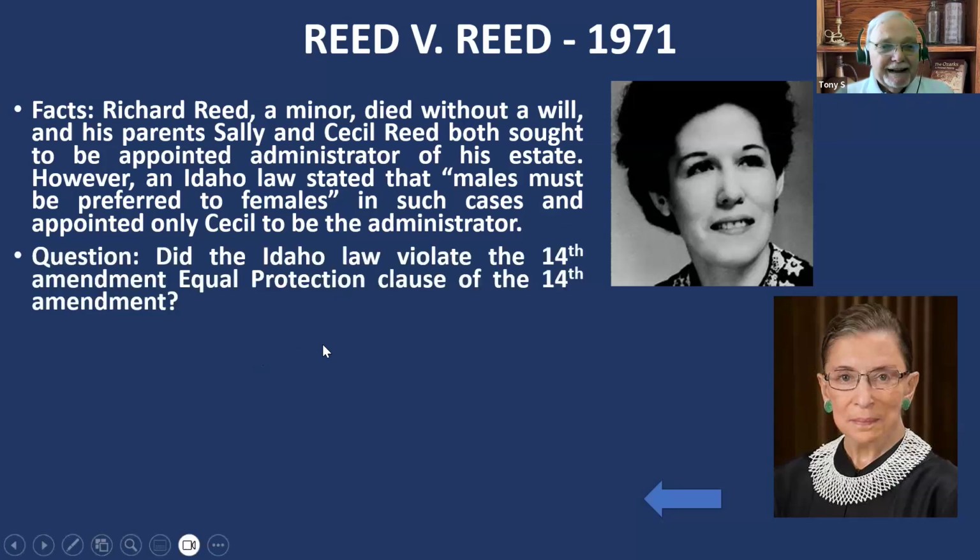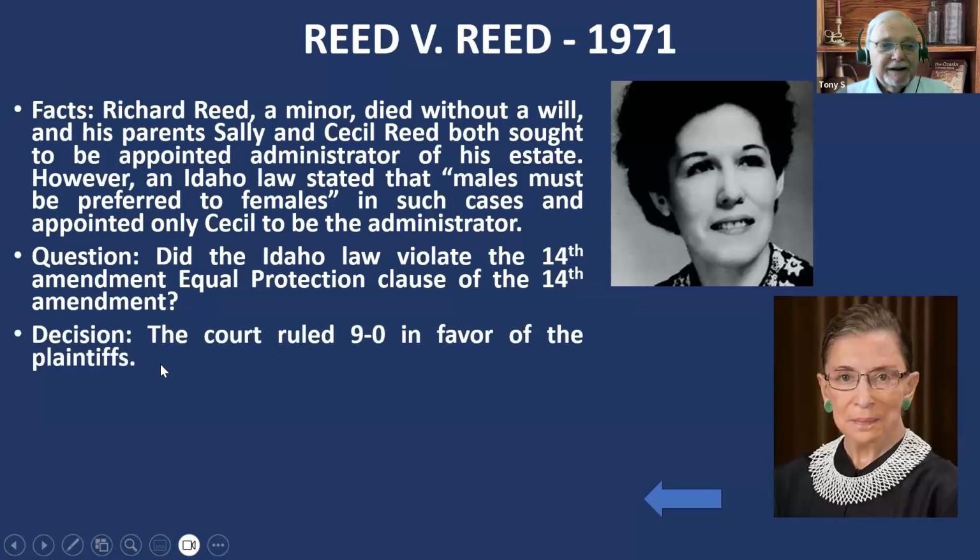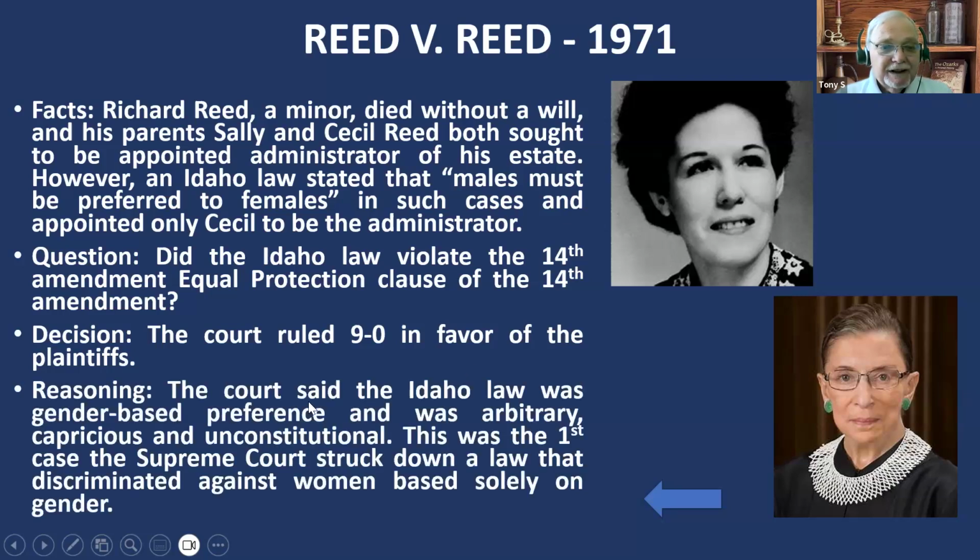And so the question arose, did the Idaho law violate the Equal Protection Clause of the 14th Amendment? Decision 9-0 in favor of Sally and Cecil Reed. They said absolutely, the Idaho law was wrong. Said its gender-based preference was arbitrary, capricious, and unconstitutional. It was the first case in which the Supreme Court struck down a law that discriminated against women based solely on gender.